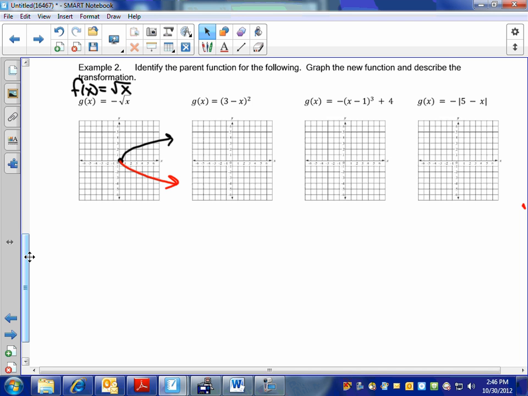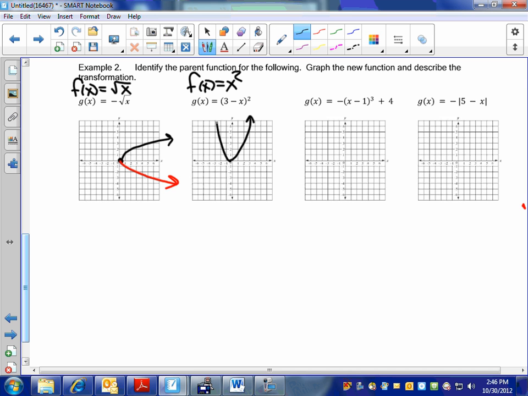This is the most important one for you guys to think about a little bit here. This is where people get confused. 3 minus x quantity squared. First of all, what's the parent function? X squared, which looks like this.